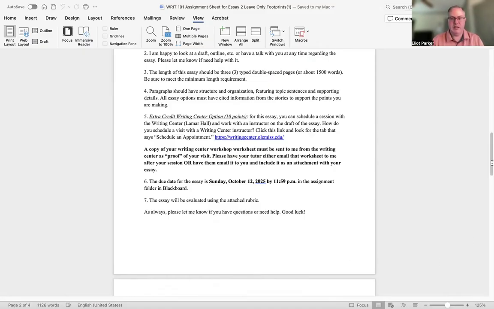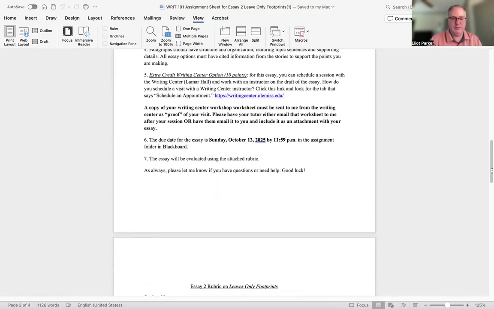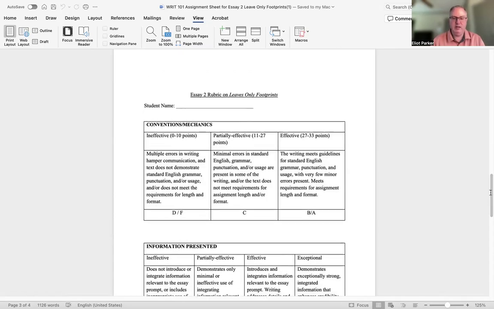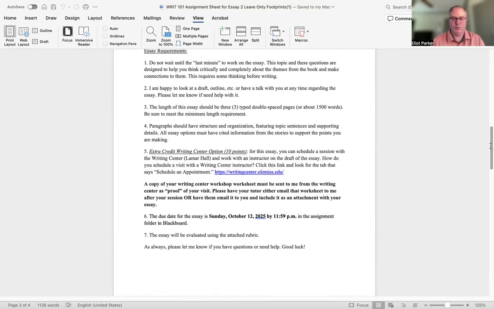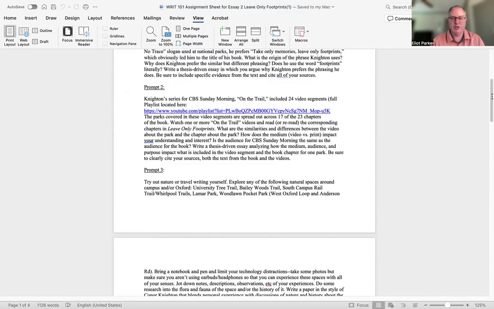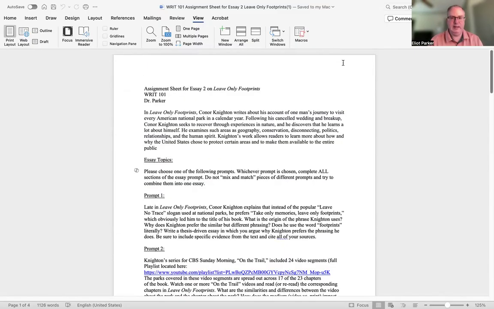The due date for this is next Sunday, October 12th by 11:59, and then the rubric is attached here, and you can see everything that I'm looking for there, and this is worth 100 points towards your total point total / grade in the class. So I'm going to stop sharing that for now and go back to the main screen here.